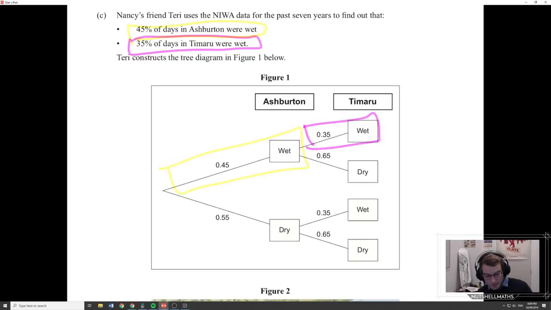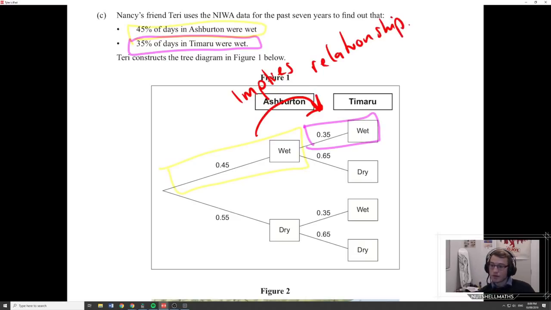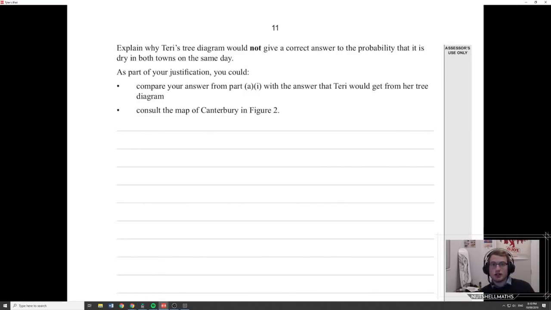let me get a red pen, implies a relationship, but their numbers do not. The tree implies a relationship, but the numbers do not. Okay? So we just need to explain that in the question. Explain why Terry's tree diagram would not give a correct answer to the probability.